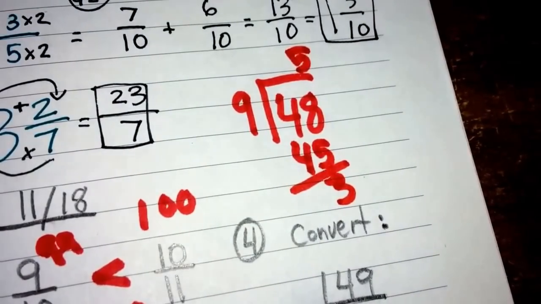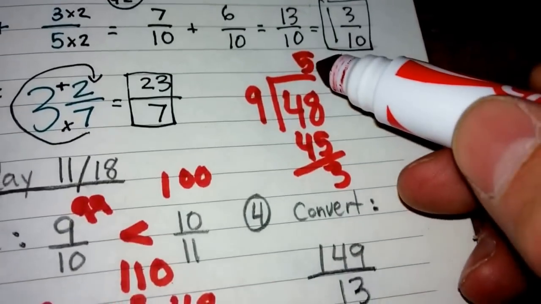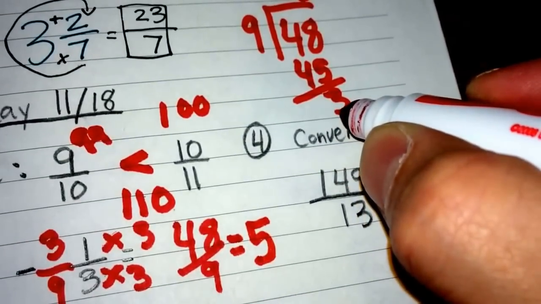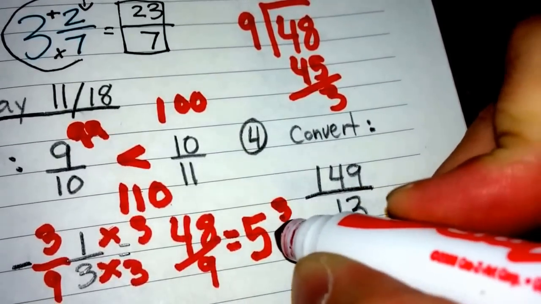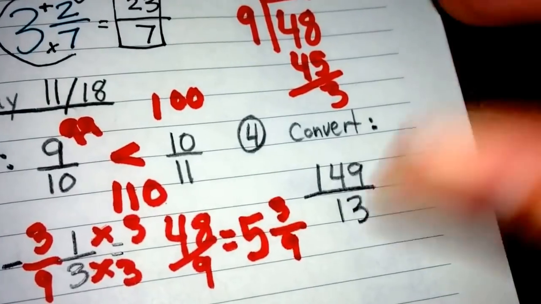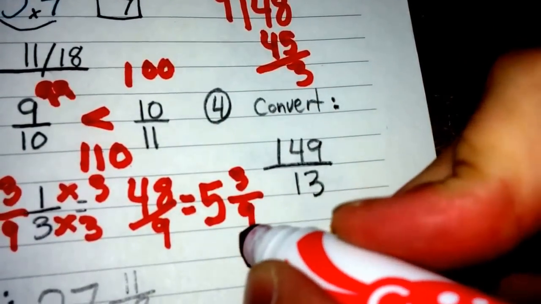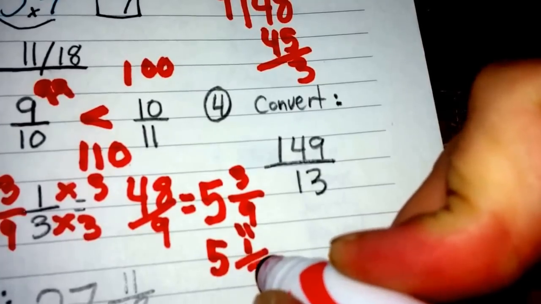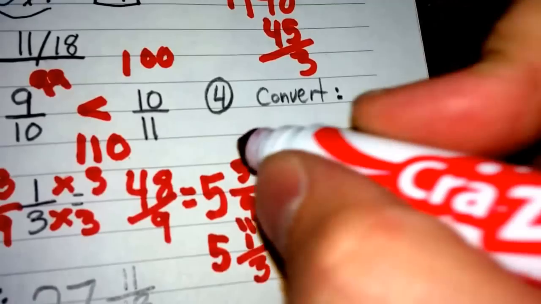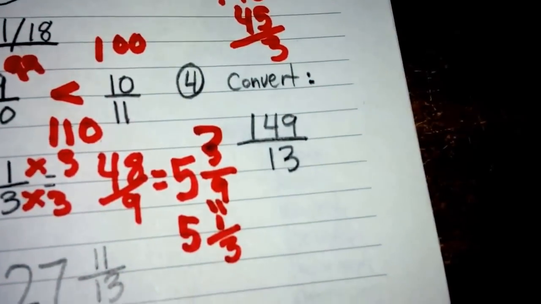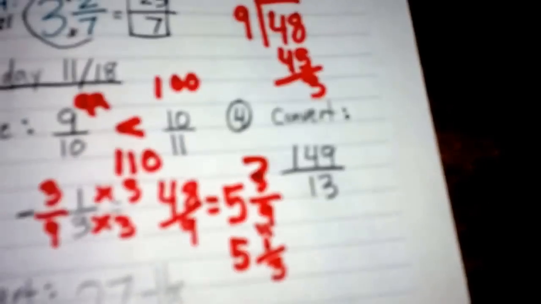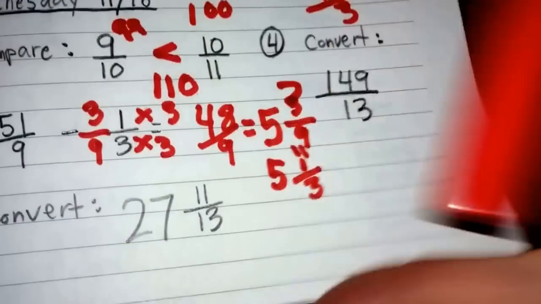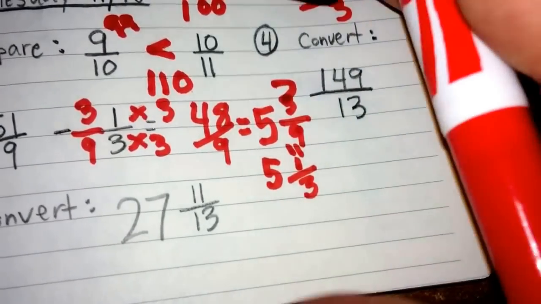I've got all the pieces that I need to know. I've got 5 becomes my whole number. The remainder of 3 becomes my numerator, and 9ths, and 5 and 3/9 is also equivalent to 5 and 1/3, because both 3 and 9 can be divided by 3. Okay, so your final answer is 5 and 1/3 for that one.